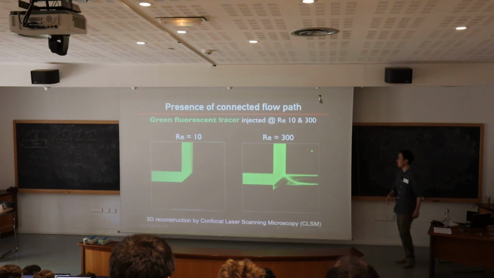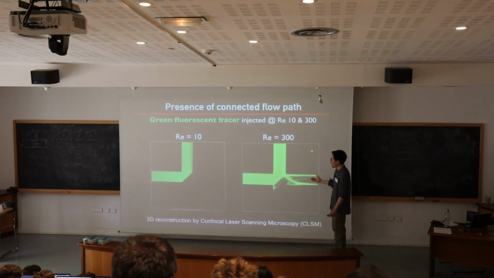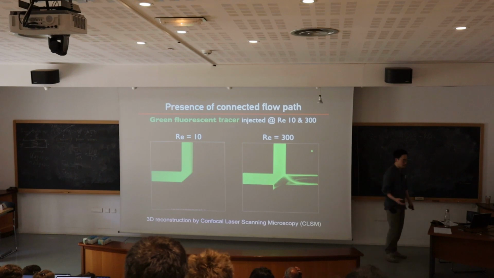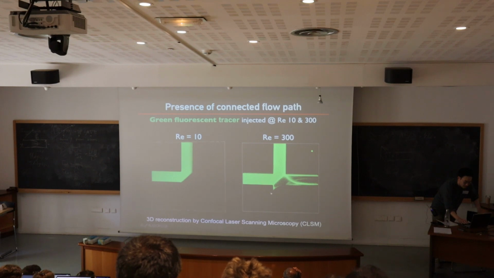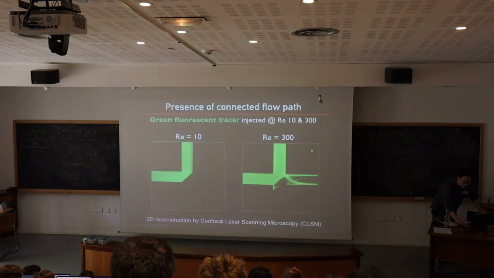Okay, so this is confocal microscopy. Here with confocal microscopy, what you can do is cross-section the concentration field at each depth direction to reconstruct the full three-dimensional concentration field.